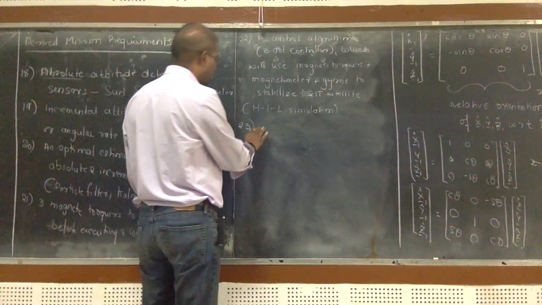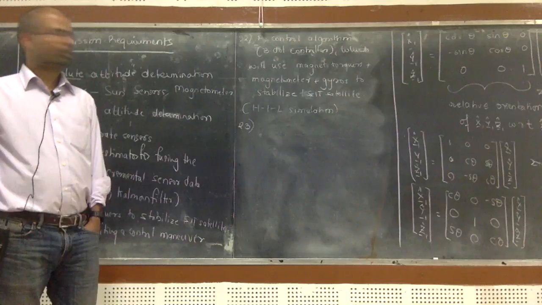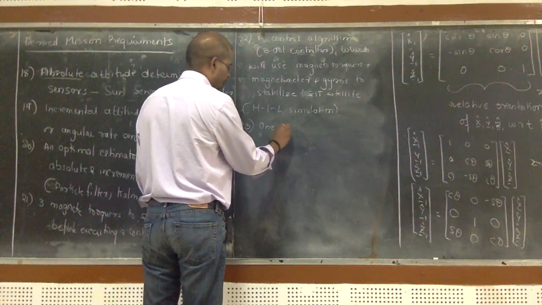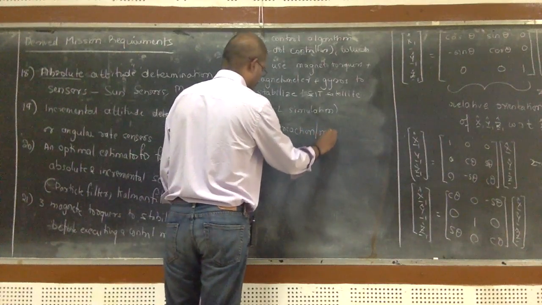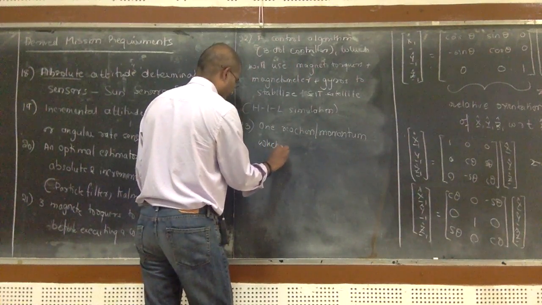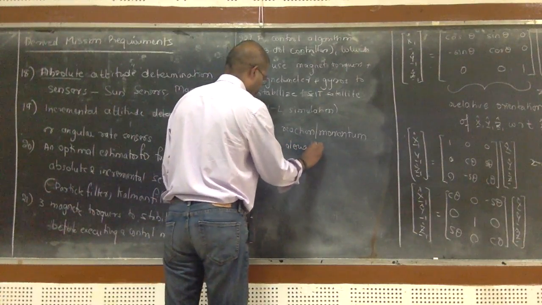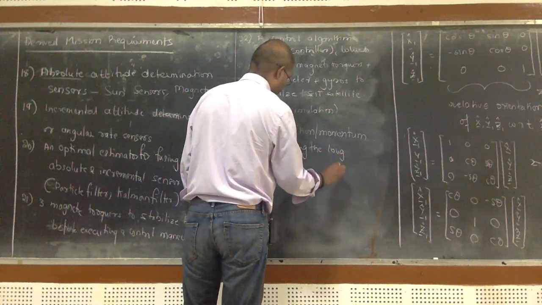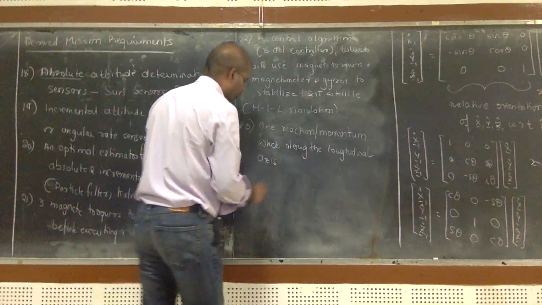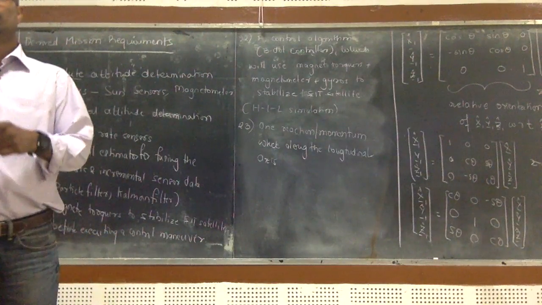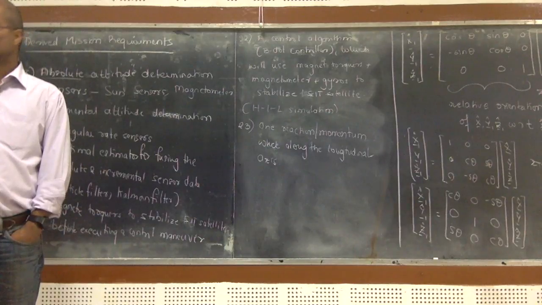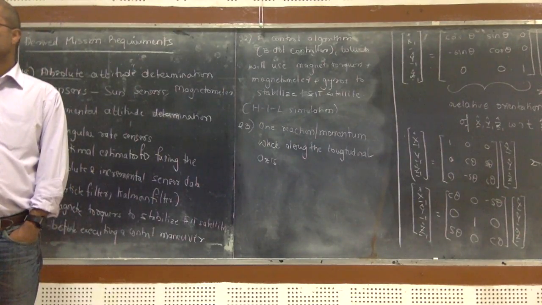Now you talk about control, right? What I'm going to suggest for the proposed mission is that we go with one reaction or momentum wheel along the longitudinal axis of the satellite. So the satellite form factor is, let's say, what is the satellite form factor we decided? What is the possible form?